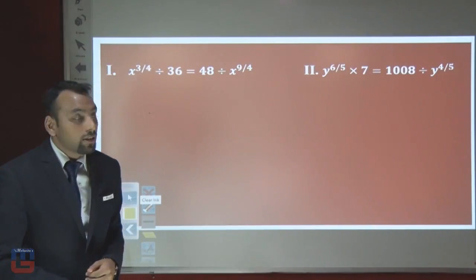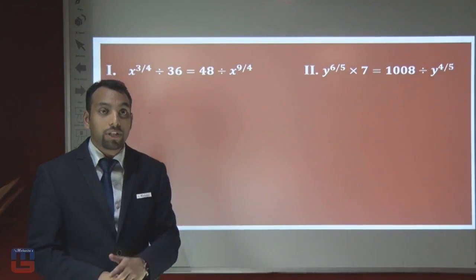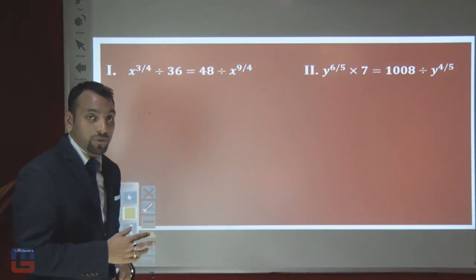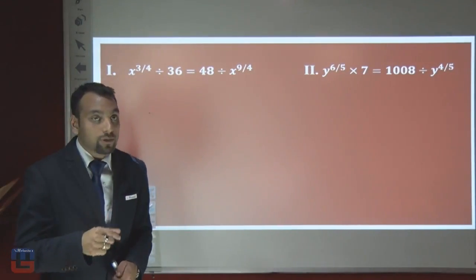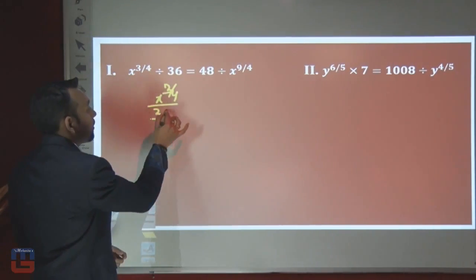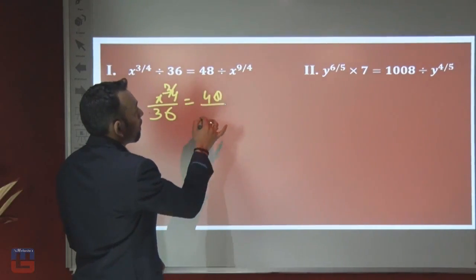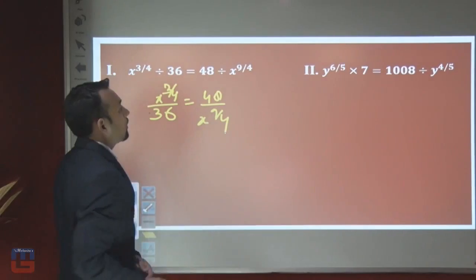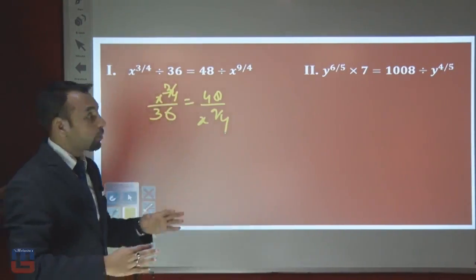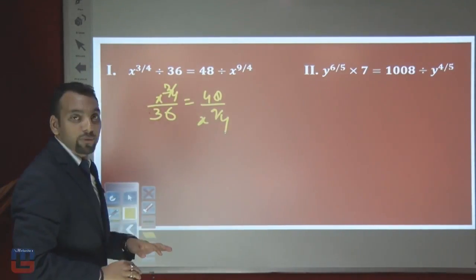Now you can see here the next question from inequality: x to the power 3 by 4 divided by 36, and 48 divided by x to the power 9 by 4. In the same way we have the second equation. So we have to find the relation. Now see, this 48 x to the power 9 by 4. Now see, 9 plus 3 is 12, the powers will be added, and divided by 4, so here you will get x cubed.